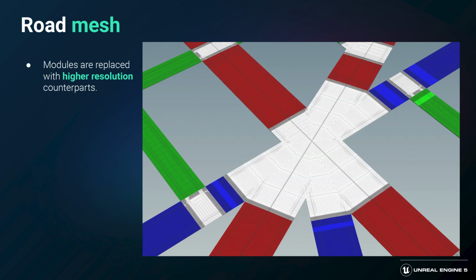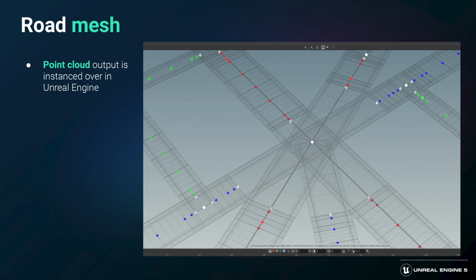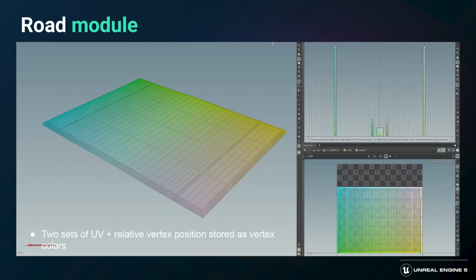Once properly calculated and assembled, the road modules are replaced by their higher resolution counterpart. This represents the geometry as it would appear in Unreal. And the road processor would then output a point cloud that would be used to instance the modules inside Unreal using our rule processor pipeline. The road module would have 2 sets of UV, plus a relative vertex position stored as vertex colors for maximum control with the shading. It would feature some tapered skirt on the side to ensure smooth connection between them, and would also have a bit of curvature to add a bit of realism to the world.